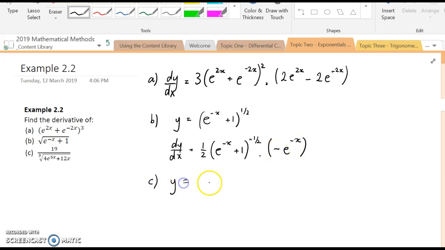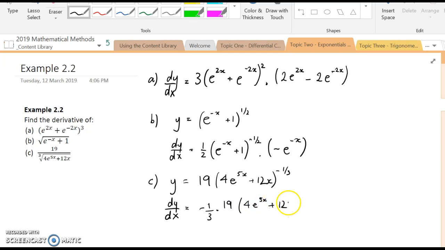Lastly, we want to rewrite this equation first, so it becomes 19 and the brackets 4e to the 5x plus 12x is all raised to the power of negative 1/3. So again, lastly, using the chain rule, dy/dx equals negative 1/3 times by 19 multiplied by the function in the brackets. Decrease the power by 1 becomes negative 4 on 3. And lastly, multiply by the derivative of the brackets, which would be 20e to the 5x plus 12.